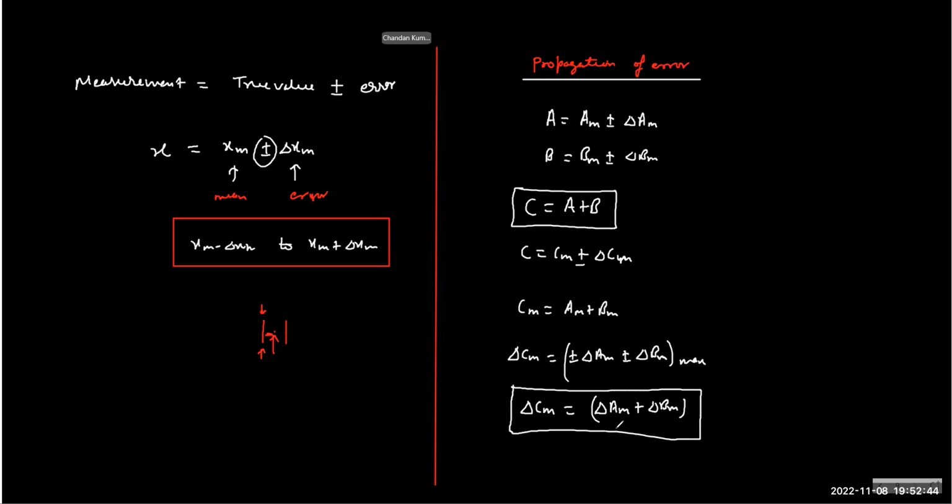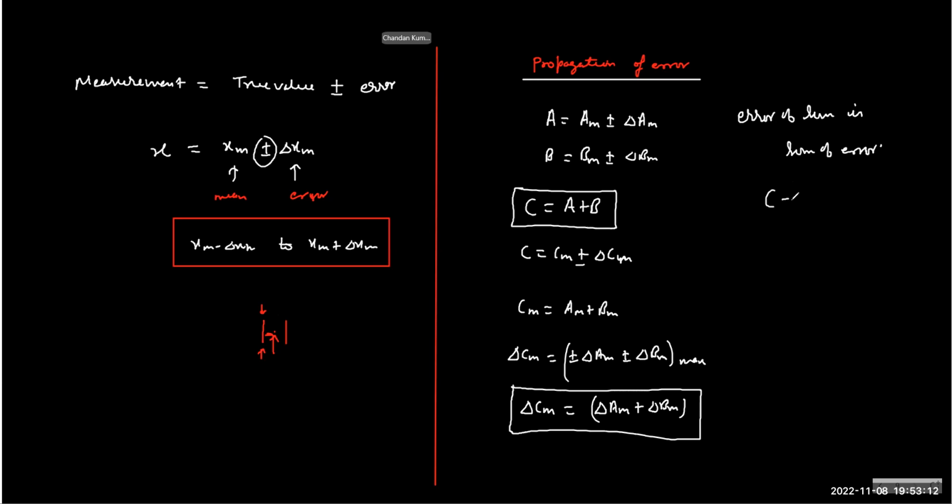Do you realize what I'm saying? Yes. So we say that the error of a sum is the sum of errors. So when we have two physical quantities being added, then the dependent quantity will have error equal to the sum of errors in each quantity.